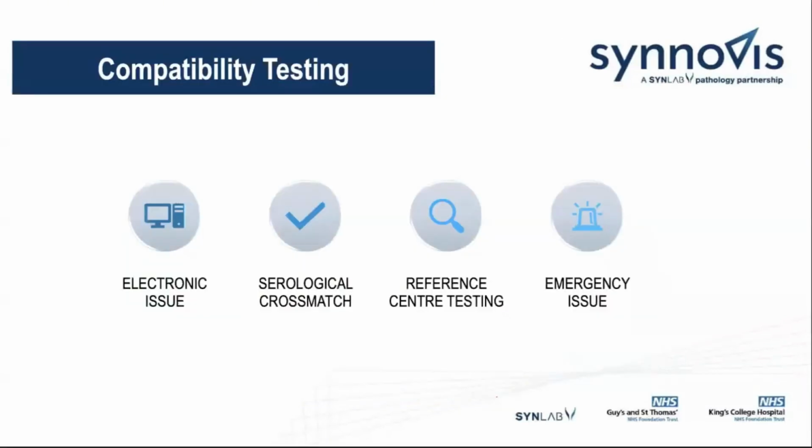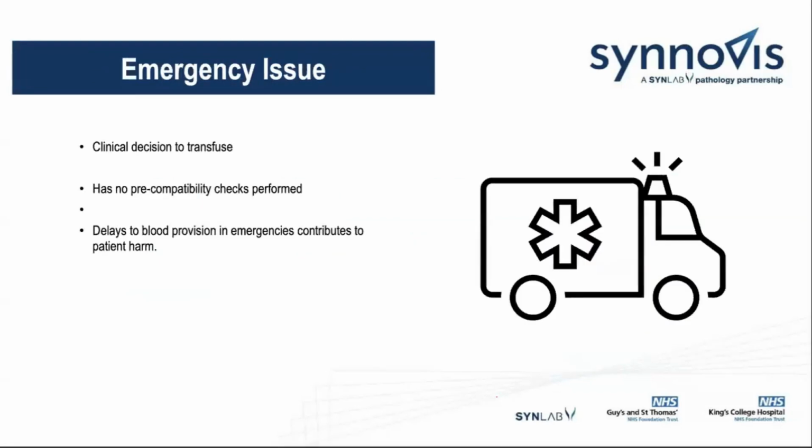So just a small bit on compatibility testing. I know I previously covered it, just about how we do supply those units to patients. So we have emergency issues. In the laboratory, we never deny access to blood provision, but in an emergency situation, we would provide uncross-matched blood. So we don't do any of those pre-compatibility checks that we would usually do.